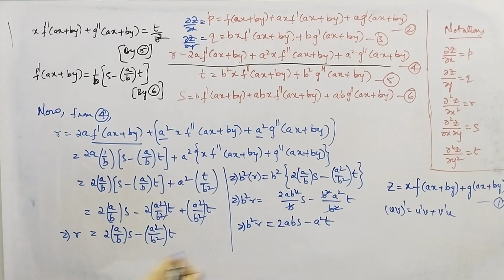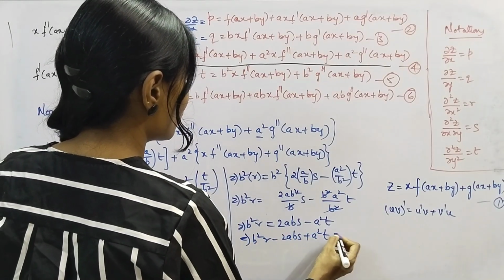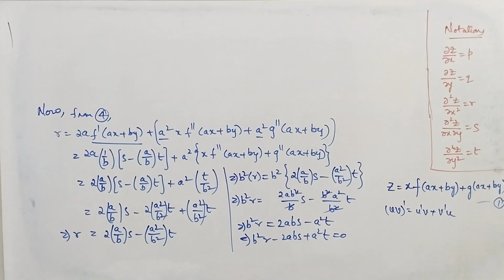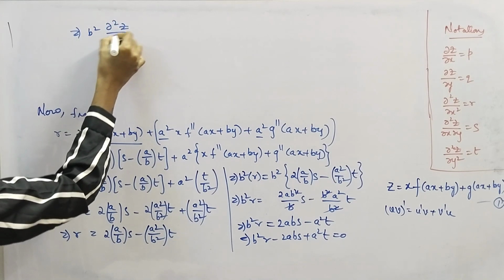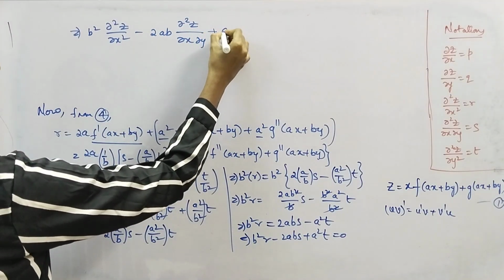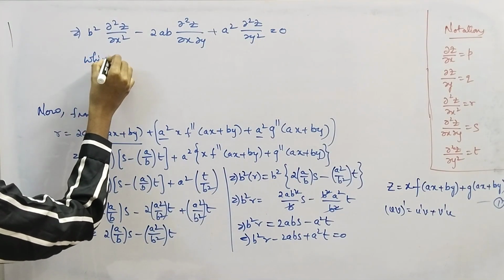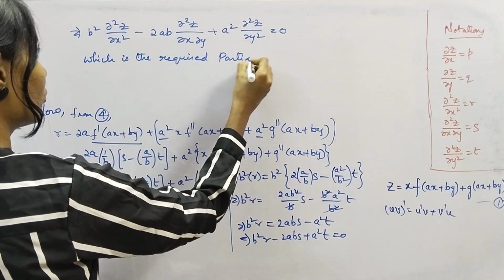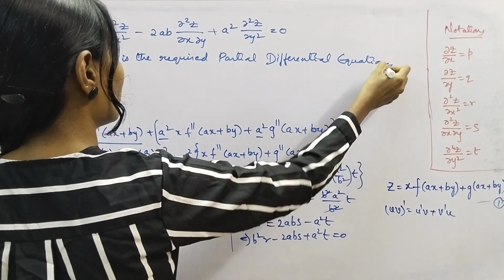Fine. Now let's bring these two terms to LHS. We'll get b square r minus 2abs plus a square t equal to 0, which is the required partial differential equation, or we can write this as b square into r, which is nothing but dou square z by dou x square, minus 2ab into s, which is nothing but dou square z by dou x dou y, plus a square into t, which is nothing but dou square z by dou y square, equal to 0, which is the required partial differential equation. This completes the problem.